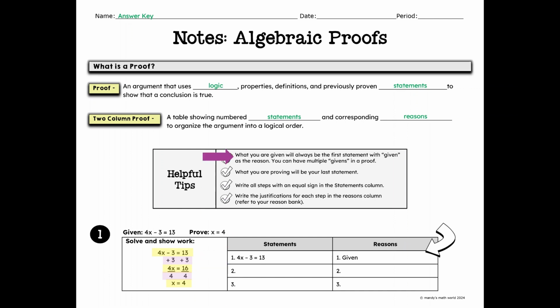In a two-column proof, what you are given will always be the first statement with given as the reason. You can have multiple givens. So in this two-column proof right here, I have 4x minus 3 equals 13, and the reason is that's what we're given. We are given that information.